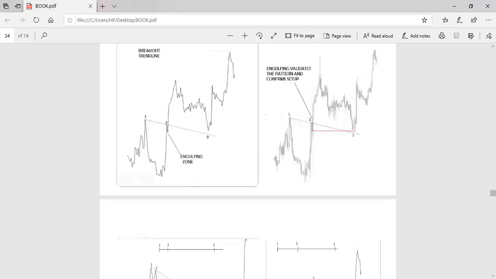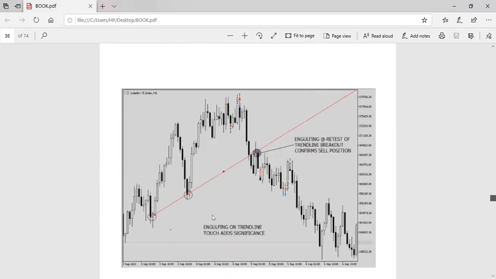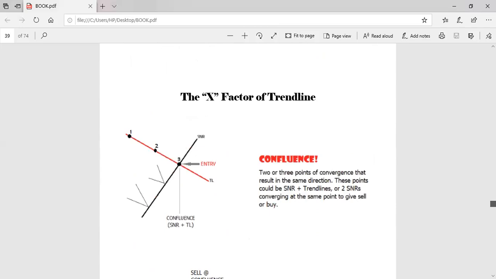So we have the QML stuff. And this is another breakout stuff, breakout trend line. You must know how to practice how to draw the line very well. Practice how to draw the line very well. We talk about this X factor. Now let's go to our chart to see examples.